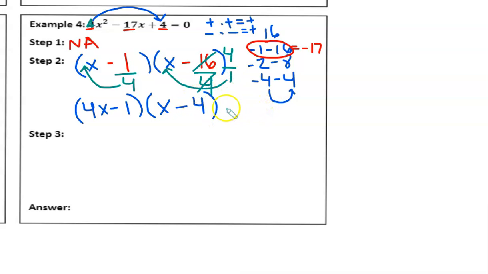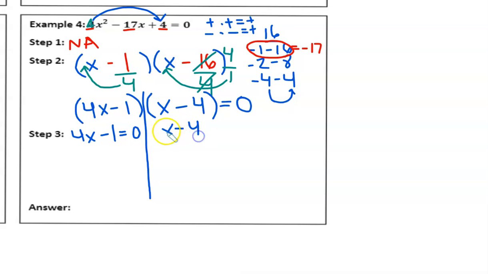So this thing is factored: 4x minus 1, x minus 4. Okay, so step 3, and equals 0 to remind me I've got to solve. Step 3 is I'm going to separate the factors and set them both equal to 0. So 4x minus 1 is 0, and x minus 4 is 0.